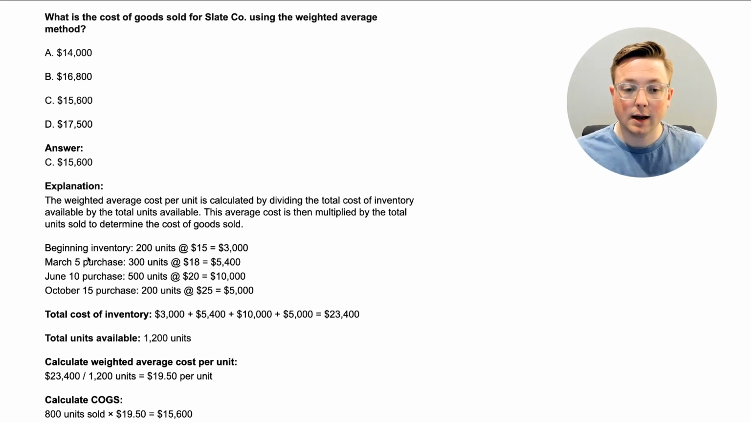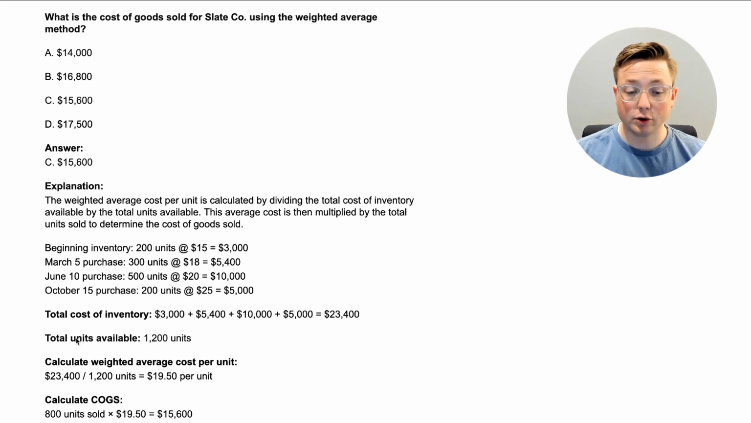So let's go here. So we start with the beginning inventory. That was 200 units at $15 each. That's $3,000. March 5th purchase was 300 units at $18 per unit. That gives us $5,400. June 10th purchase was 500 units at $20 per unit. That's $10,000. And October 15th purchase was 200 units at $25 per unit. So that's $5,000. So what we do is we add up the total cost of the inventory, and that includes the beginning inventory and the purchased inventory. And that gives us $23,400 of inventory that is available, total cost.